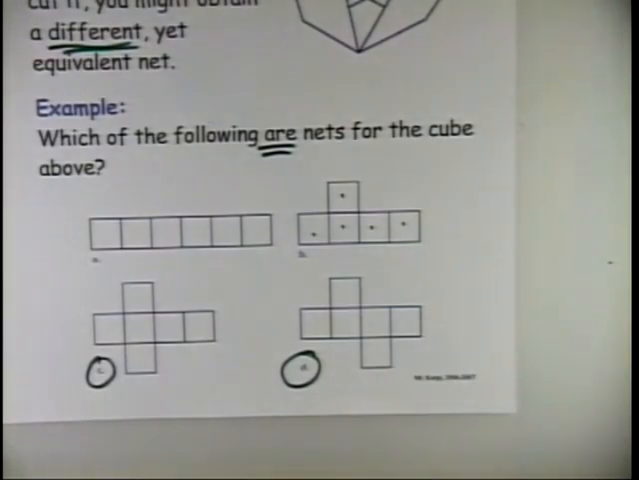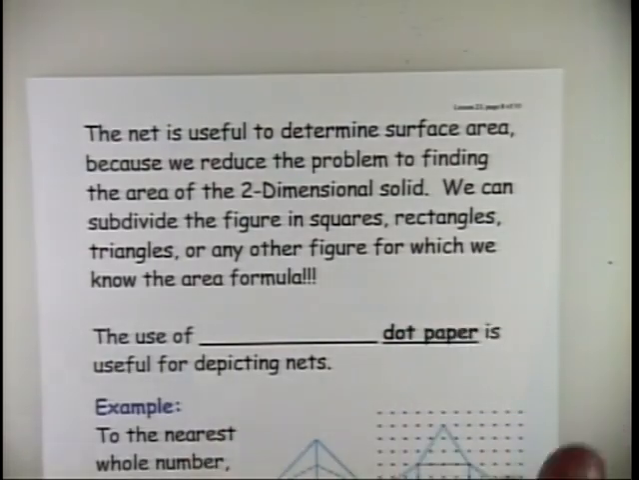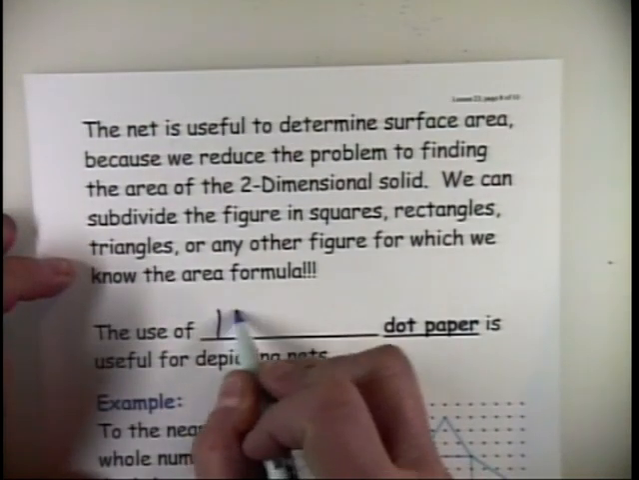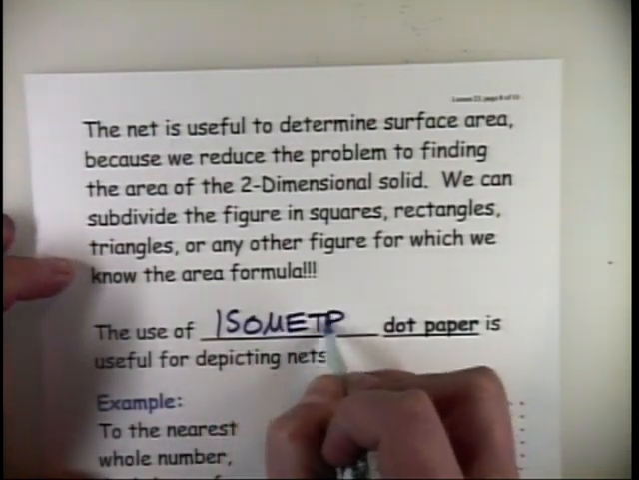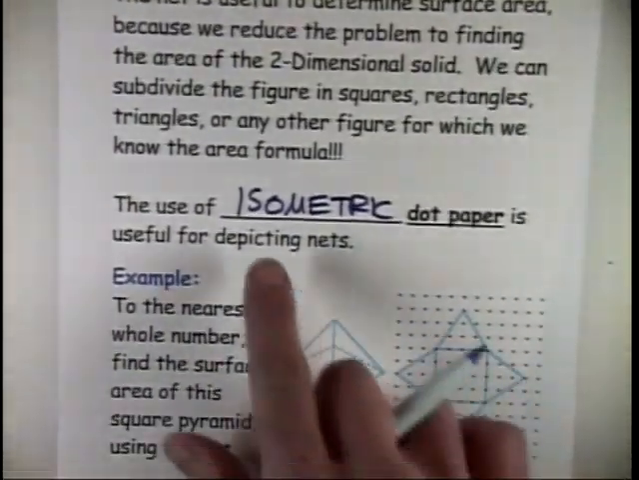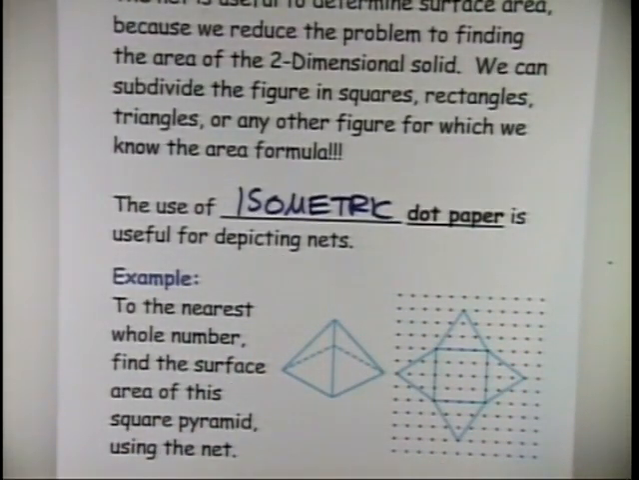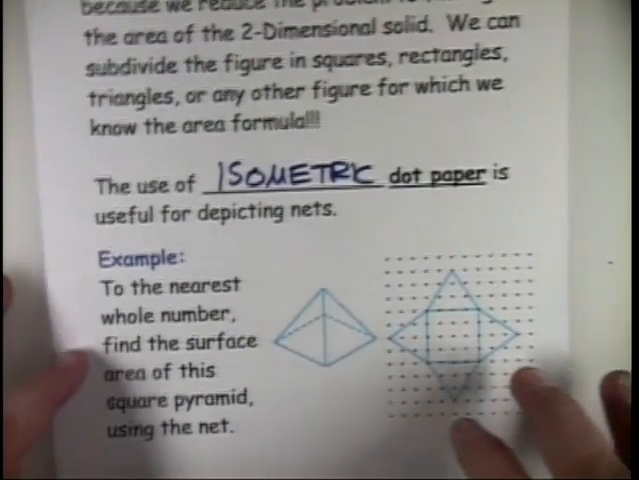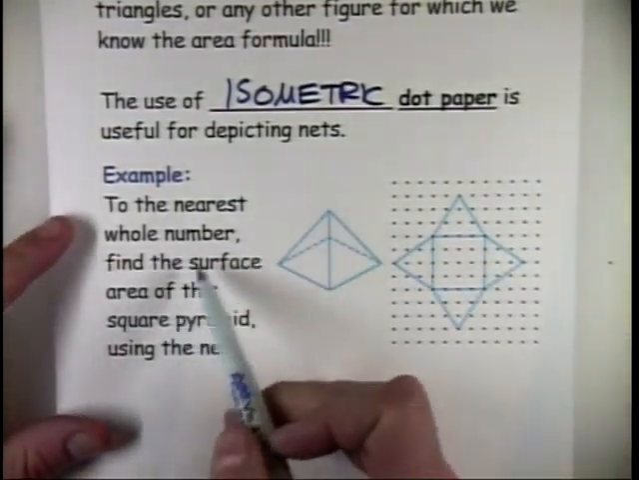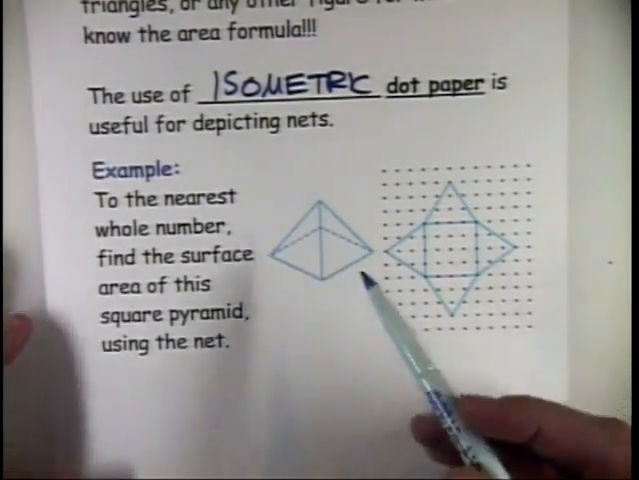That's a net, okay? Cut up a 3-dimensional object, lay it down flat. Now this net is useful for determining surface area because we've reduced the problem to finding the area of the 2-dimensional solid. We don't have to worry about double counting anything again like in the roof example. Now sometimes drawing these nets on what's called isometric dot paper is a very useful way to depict them because isometric, remember, means rigid transformation, and so the dots are basically rigid points that help us to count the spacings here. So to the nearest whole number, find the surface area of this square pyramid using the net.